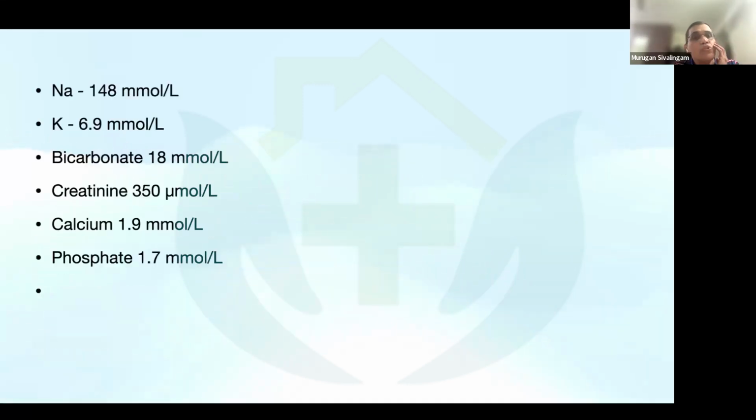Sorry, so these are the answers. These are the electrolytes. You've got a sodium of 148, potassium is 6.9, bicarbonate is 18, serum creatinine is elevated at 350 micromoles per liter, calcium is 1.9, which is a bit low, and serum phosphate is 1.7, which is a little bit high. So I'll have 2 questions on that.